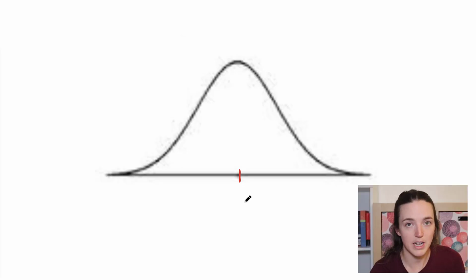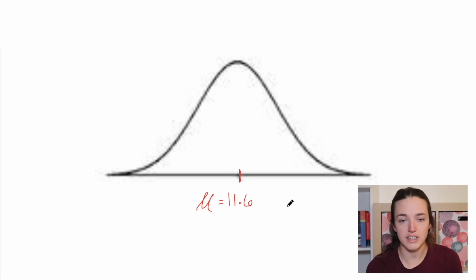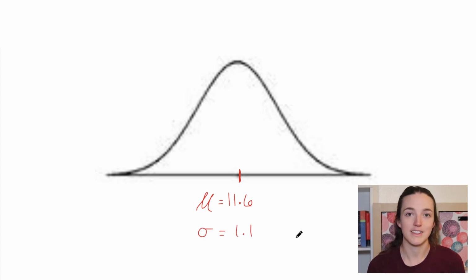The mean bake time of this model is 11.6. So most of the time it takes 11.6 minutes to bake. And we're talking about the population of all bake times, so we're going to call this mu. The standard deviation is 1.1. So most of the batches take between 10.5 and 12.7 minutes to bake.